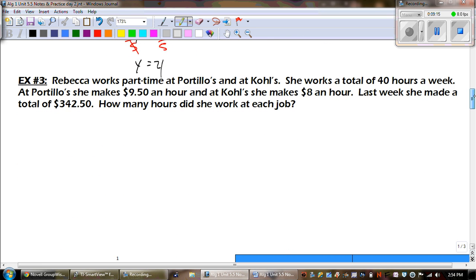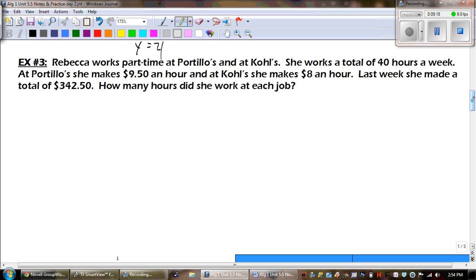All right, let's look at number 3. Rebecca works part-time at Portillo's and at Kohl's. She works a total of 40 hours. At Portillo's, she makes $9.50 an hour, and at Kohl's, she makes $8 an hour. Last week, she made a total of $342.50. How many hours did she work at each job?